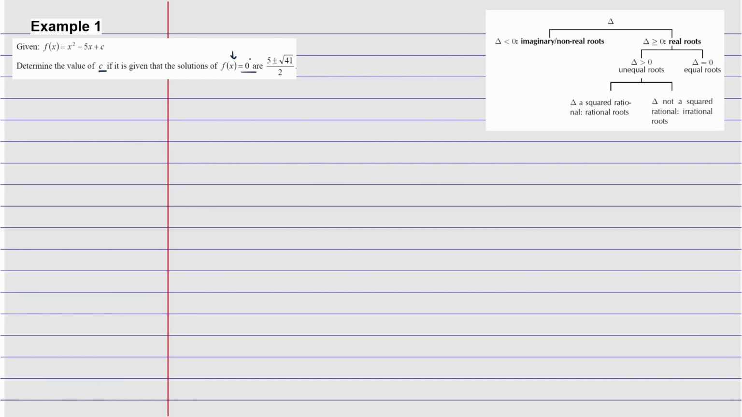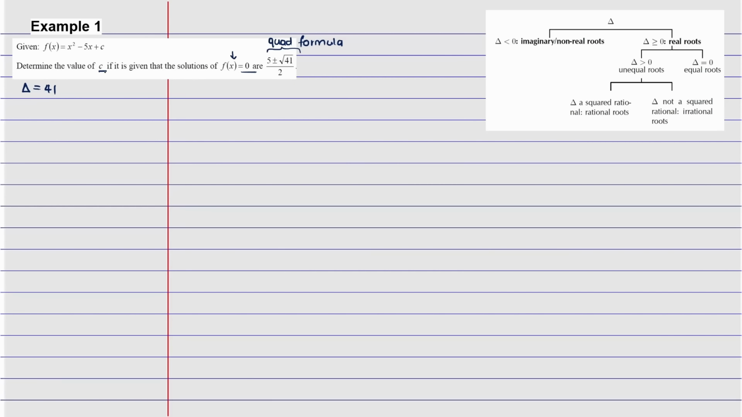So we need to relate this. This is actually the quadratic formula in number form. They already substituted everything and simplified everything. So what do we know? We know that delta is the one that's inside the square root. So we know that delta is going to be equal to 41.